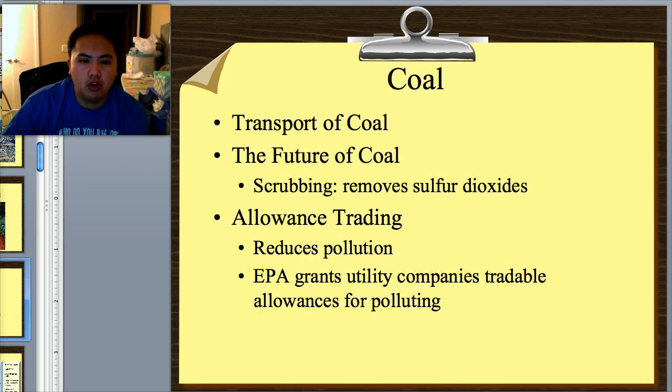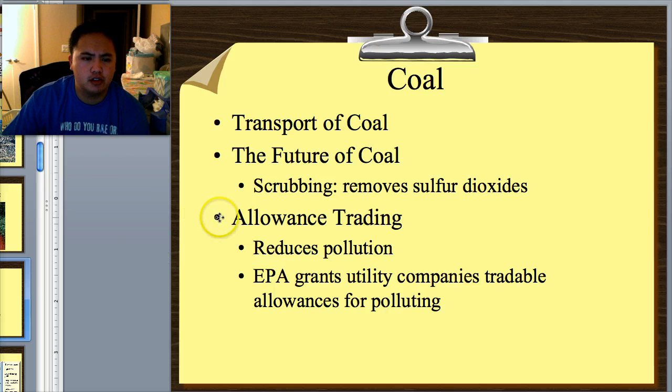The future of coal: they want to do something called scrubbing, which is a way that they can remove the sulfur dioxide and make it less polluting. Sulfur dioxide, if you remember, causes acid rain, so if they try some sort of scrubbing method on coal, then maybe when you burn it, we won't get so much pollution up in the air.